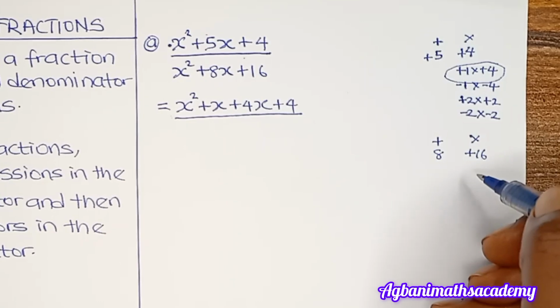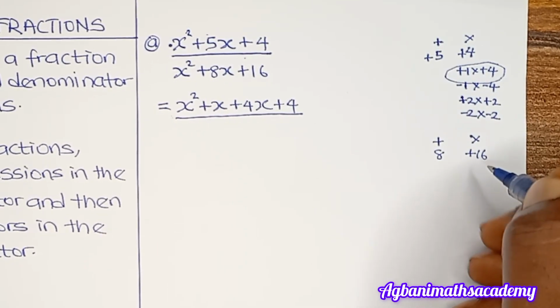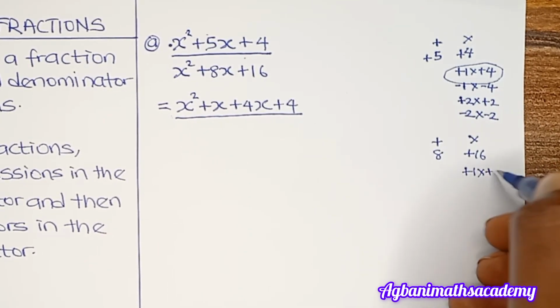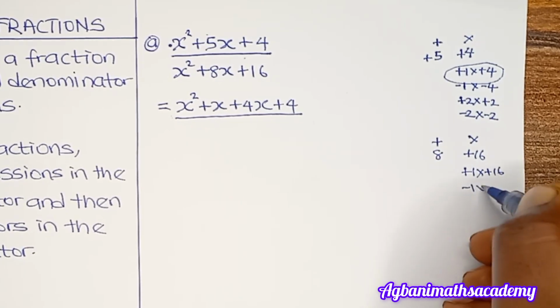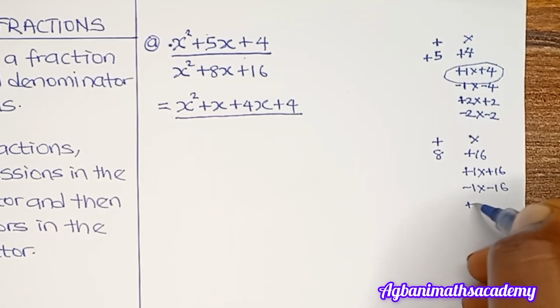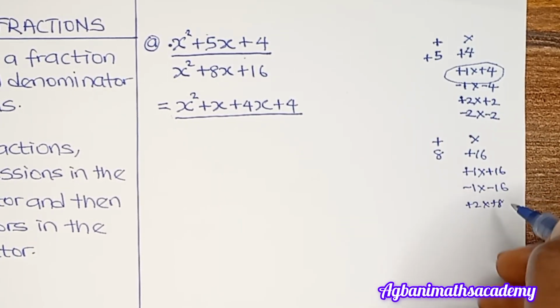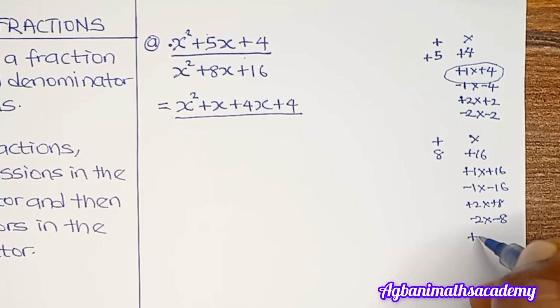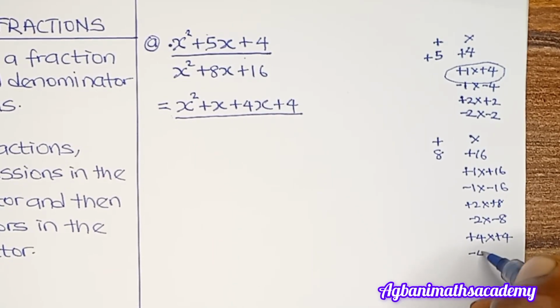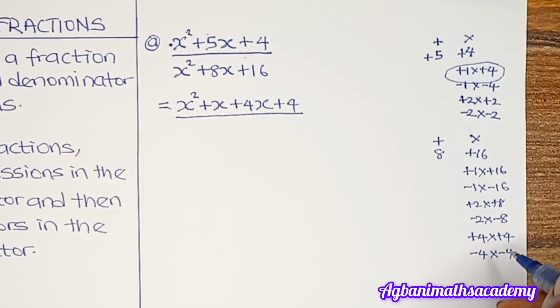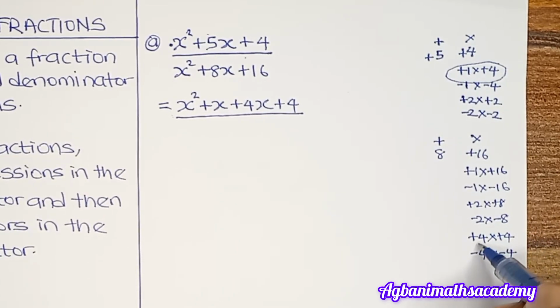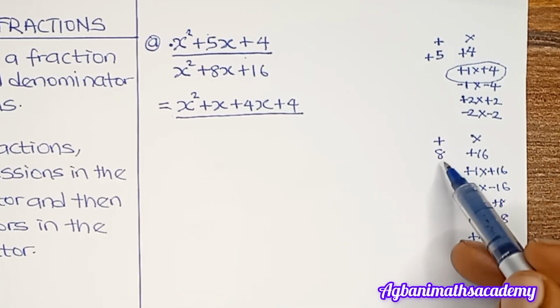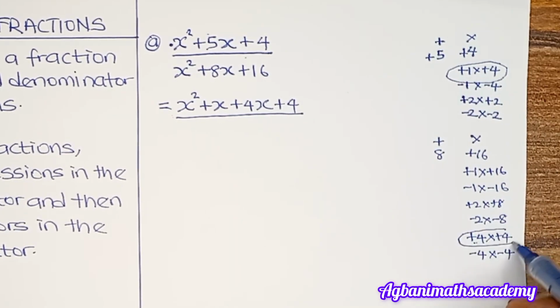So let's write down the numbers that will multiply to give us plus 16. Plus 1 times plus 16, minus 1 times minus 16, plus 2 times plus 8, minus 2 times minus 8, plus 4 times plus 4, minus 4 times minus 4. Without wasting much of our time, we can see that plus 4 times 4 is going to give us plus 16, and plus 4 plus 4 is going to give us plus 8. So this is the combination.